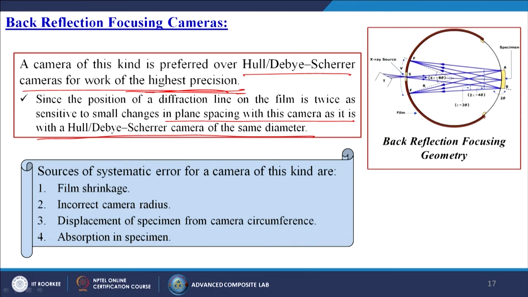In this case, this is the film over there. Generally the incident beam comes through this line, this is our sample. It falls onto the sample, and then back reflection takes place and it comes to this point and this point on the film itself. There are generally 4 types of systematic error for a camera of this kind: one is film shrinkage, second is incorrect camera radius, third is displacement of the specimen from the camera circumference, and the last one is absorption in the specimen.